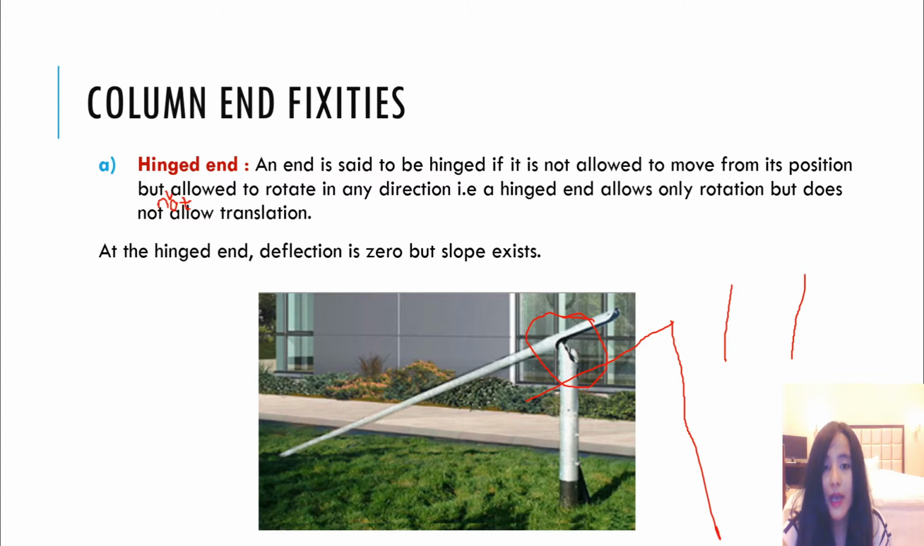If you take it in this manner, that is known as a translation. Rotation means it is allowed to, now it is suddenly allowed to bend, so it is rotating in this manner, right? Getting straight and then again bending down, getting straight and bending down. So this is known as hinged end. At hinged end, deflection is 0 but slope exists. Deflection 0 honge but slope it will be there.